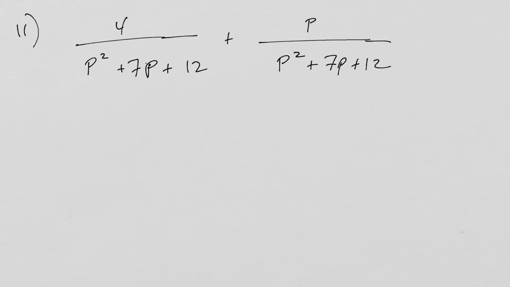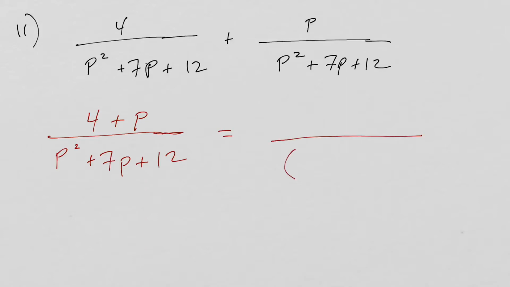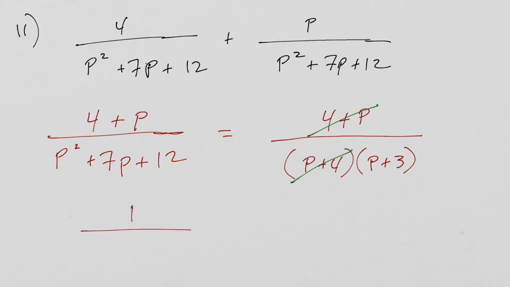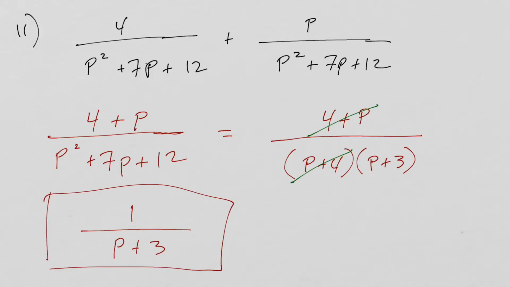Okay, so I have a common denominator, so I can combine my numerators and put it over this denominator. But now this fraction is not simplified because the bottom is factorable. And this is p plus 4, p plus 3 over 4 plus p. And p plus 4 and 4 plus p are the same factor, so those cancel, and I'm left with 1 over p plus 3. Notice I got rid of my parentheses on the bottom because they would be redundant.